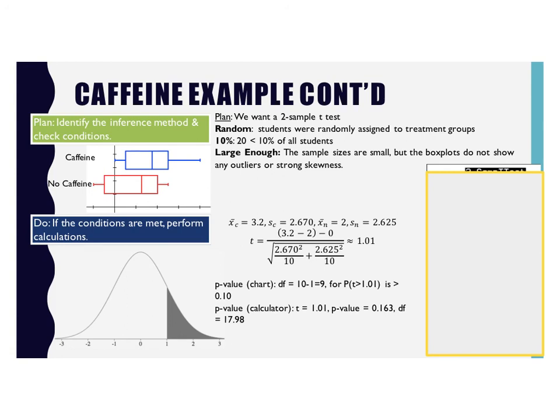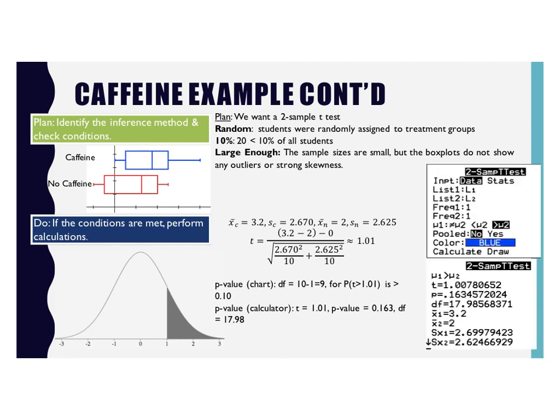If I'm using my calculator, notice because my data is already typed in, I run a 2-sample t-test with the appropriate information. Notice we get almost the same t-value, and the p-value is still greater than 10%, and we have all of our sample stats.